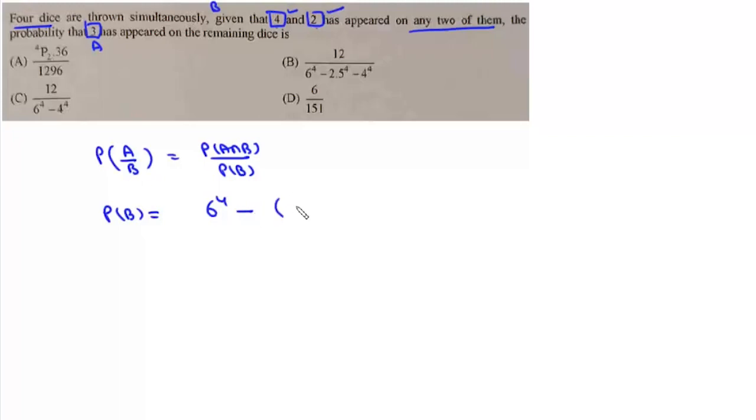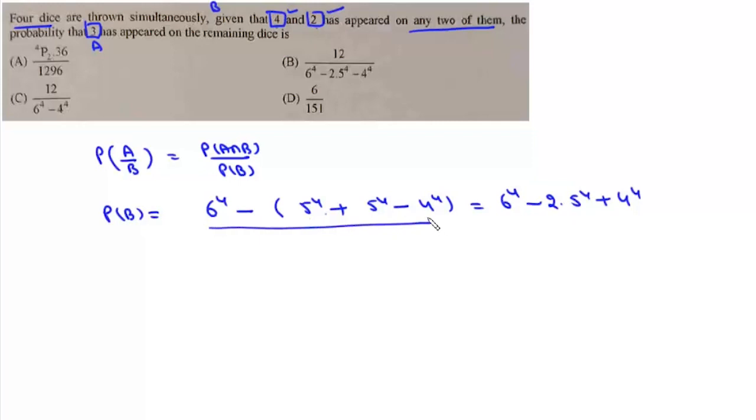So if 4 is missing, then it'll be 5 to the power 4. And if 2 is missing, it'll be 5 to the power 4, minus the case when both of them are missing, because this case is included twice. So there'll be this minus 4 to the power 4. So the required probability will be 6 to the power 4 minus 2 into 5 to the power 4 plus 4 to the power 4, whole divided by the total number of ways, which is 6 to the power 4.